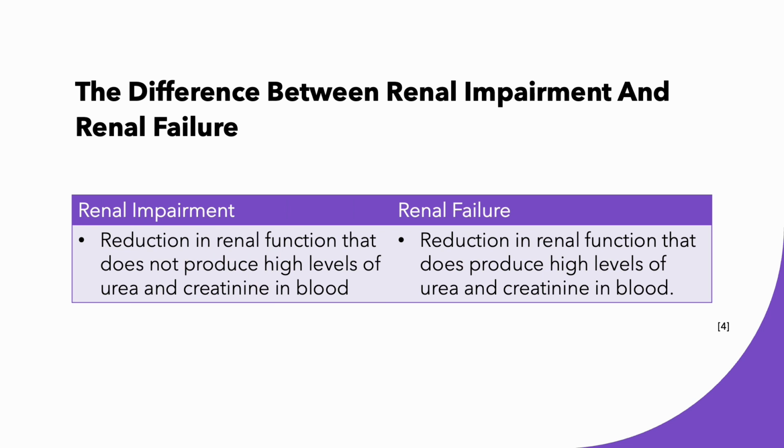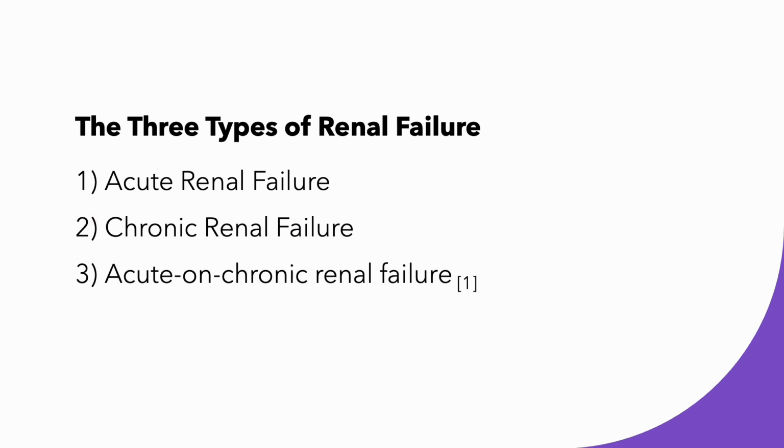So what is the difference between renal impairment and renal failure? Both of these terms are used interchangeably sometimes, but they are actually a bit different. Renal impairment is less severe than renal failure, and it does not cause reduction in renal function that produces high levels of urea and creatinine in the blood, whereas renal failure does. There are 3 types of renal failure: acute renal failure, chronic renal failure, and acute-on-chronic renal failure.